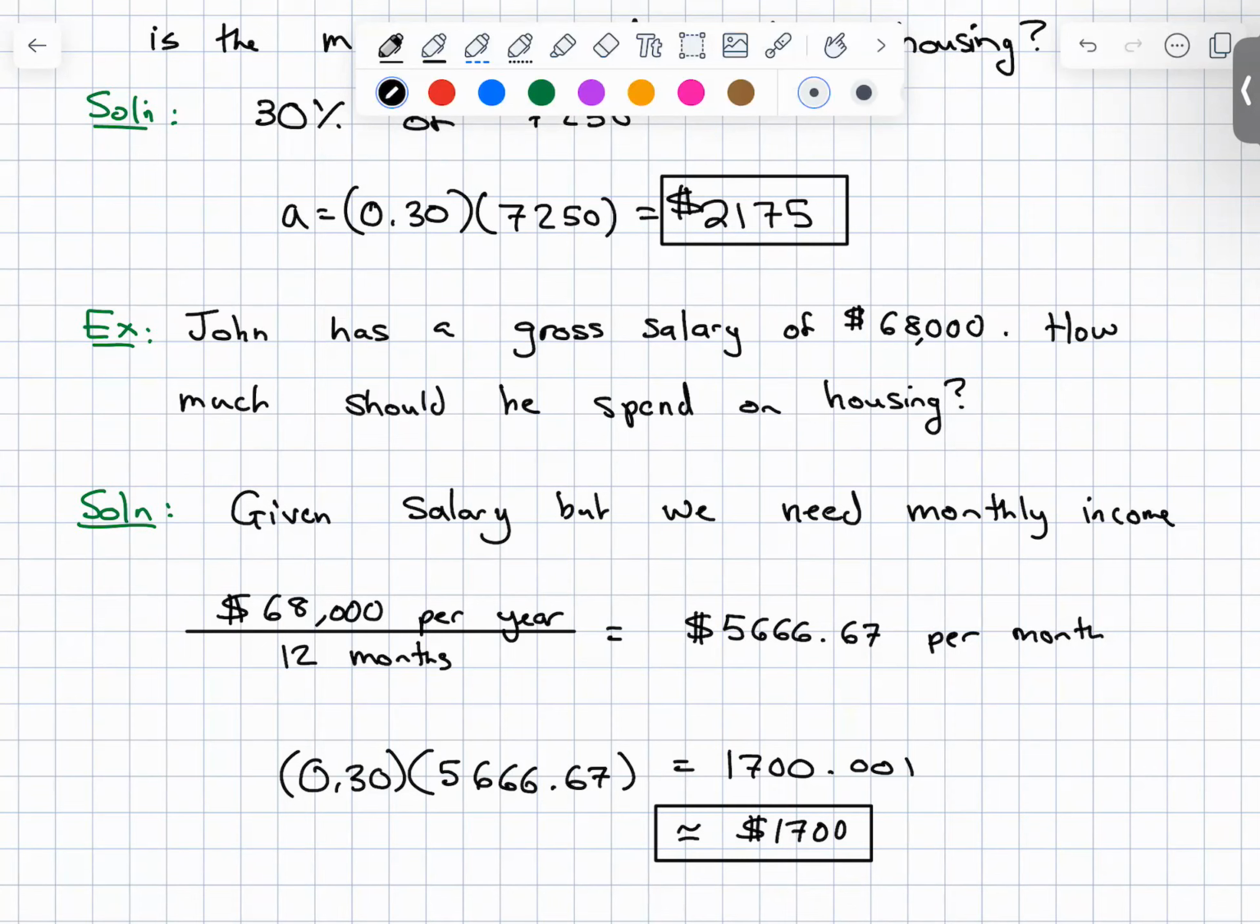Per month? Yes, per month. So they should try to avoid spending any more than $1,700. That's a recommendation, by the way. They weren't being very, very strict about them. They were allowing people a little bit more of a buffer zone, but that was what they were going for back in the day.